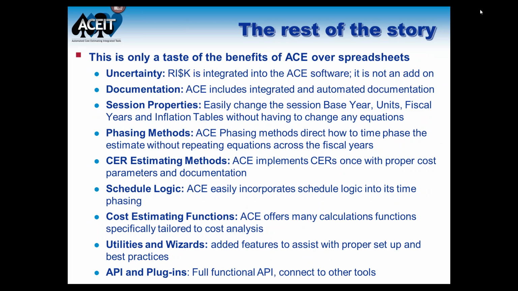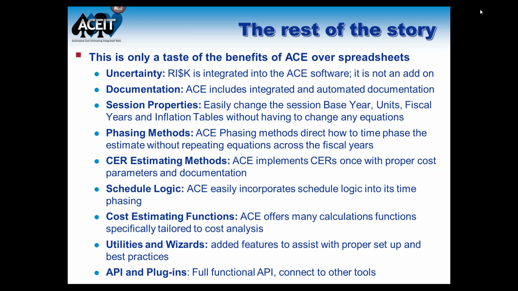So I went through those 5 main sections. There's more to the story. The rest of the story is there's a whole boatload of additional features that ACE has to help with different parts of the estimating process that you're not getting easily with a spreadsheet. Certainly uncertainty is one of them. Documentation is built within the tool, so you can actually document where the sources of your data came from, and that gets stored within the file.